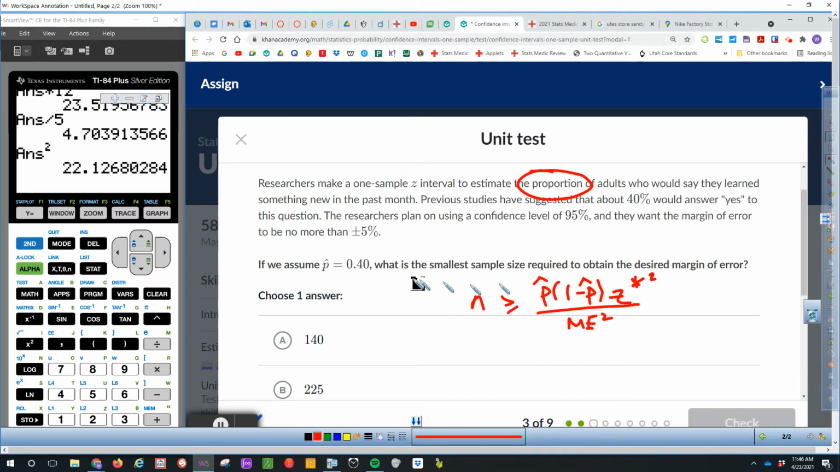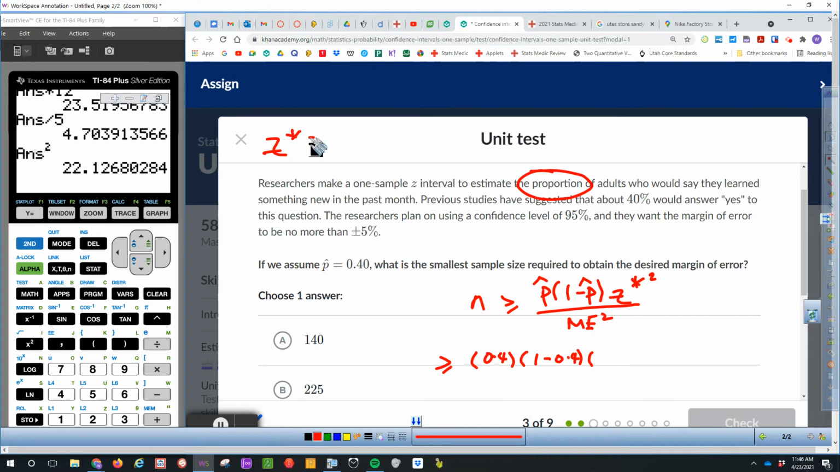We know what p hat is. P hat is 0.4. So if we write it down, 0.4 times 1 minus 0.4 times, oh, we do not know this, right? We have to know this and then square it. We actually found it earlier, but we can find it again. Okay, so let's find Z star.